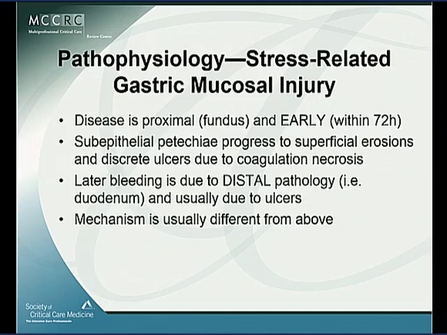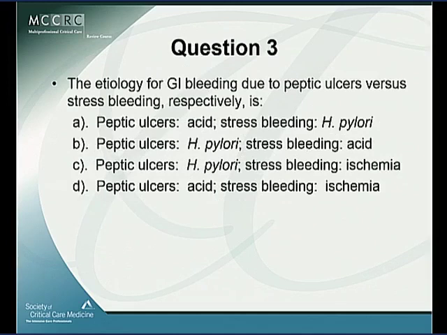It's proximal, it's early bleeding, this stress mucosal gastric bleeding. These are petechiae that eventually have a full thickness erosion. Later bleeding is more distal, and as we've said before, has a higher mortality associated with it. And it's usually a different mechanism and in the constellation of multi-organ failure.